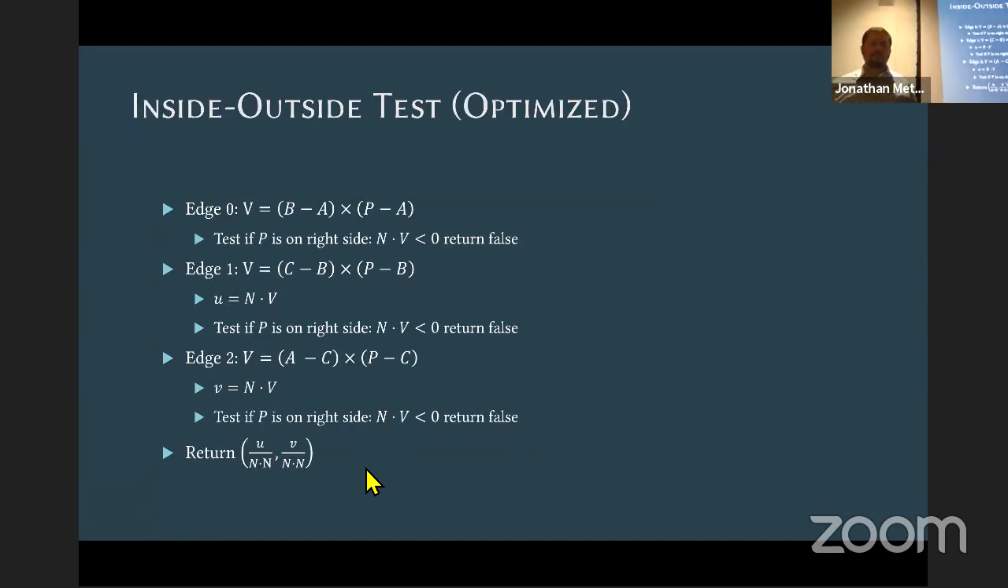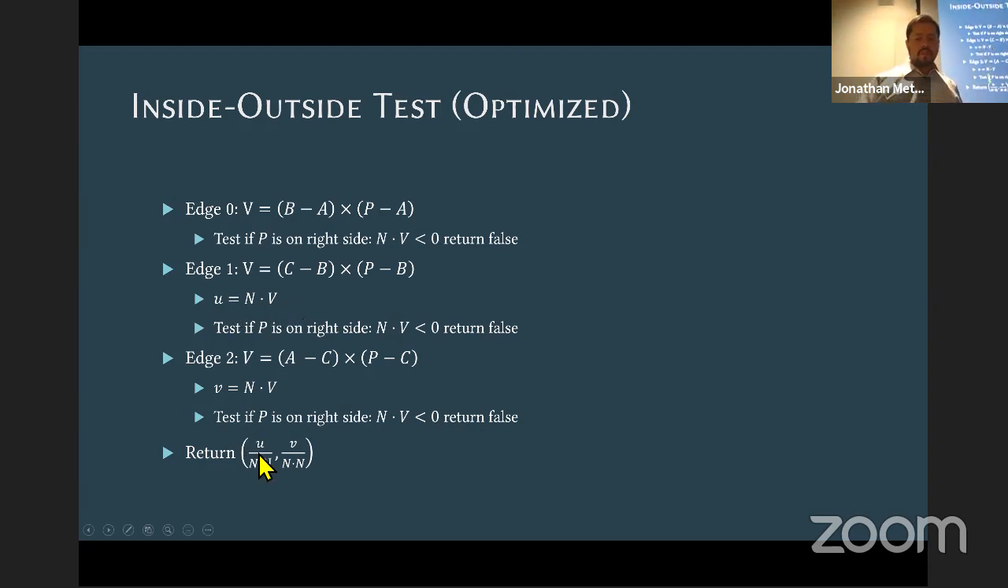So for edge number 0, we have 3 edges. We got to test each edge. First, we calculate the first vector. And so if P is on the right side, then N dot V will be less than 0, and we return false. So if we're outside the first edge, then we're done. Edge 1 and edge 2 are different cases because we're trying to calculate U and V. So just like before, you'll notice that the equations change just a little bit, and there's a reason for that.